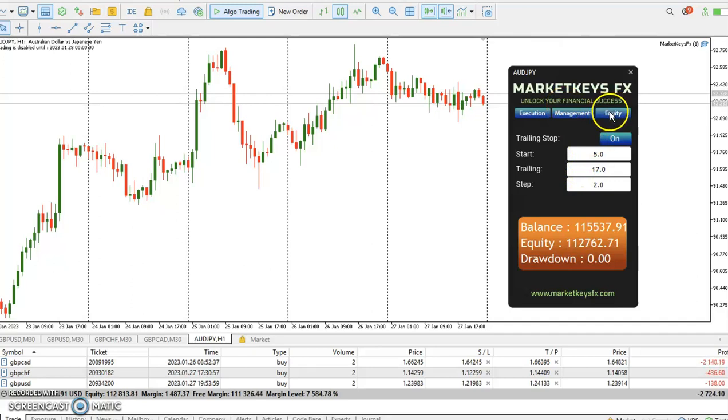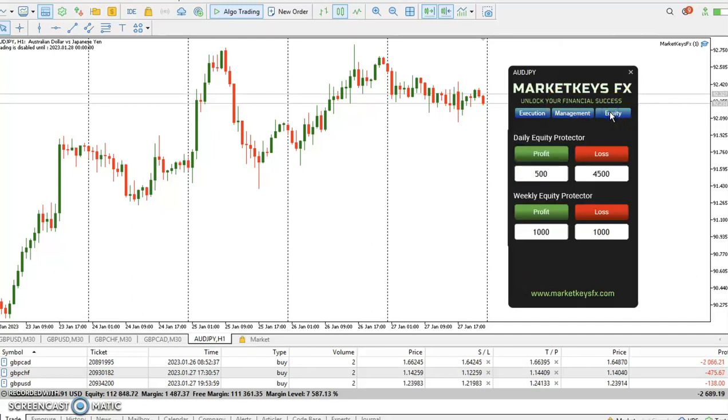Now, the most important part, and this is the one that I like the most, is the equity protector, because it stops you from trading. I'm not sure if many of you guys know, but sometimes the easiest way to make money in Forex is to not trade, right? So if you have something that can keep you out of the market, then you really should be happy about that.